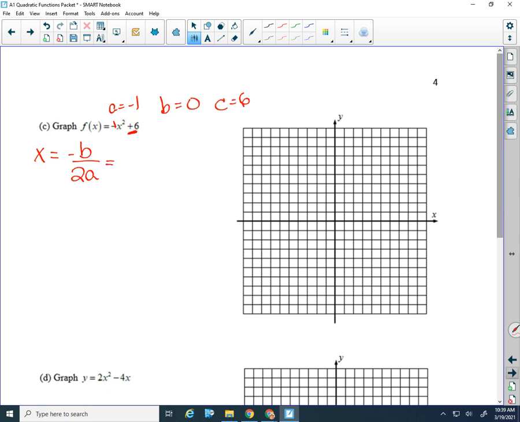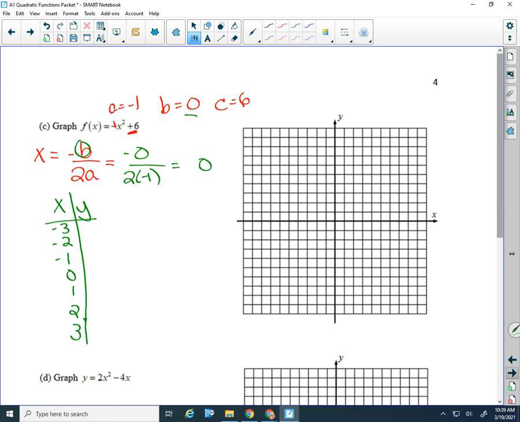So when I use the axis of symmetry, B is 0. So you could say negative 0 or just 0 over 2 times negative 1. Either way, you end up with 0. So when we make our table, 0 goes in the middle. Negative 1, negative 2, negative 3.